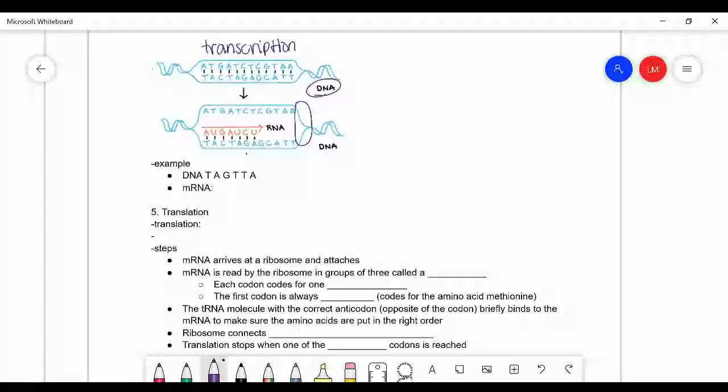So let's look at our example here. We have a DNA sequence that is T, A, G, T, T, A. That means that our mRNA sequence from that section of DNA would be A, U, C, A, U.